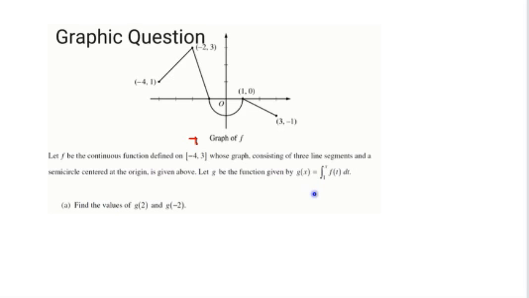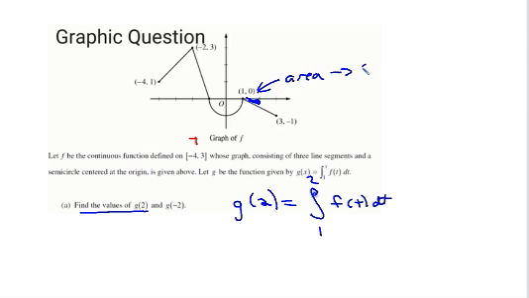Now, on this last problem that we're going to look at today, they give you this piecewise function that has all these geometric figures. So if they ask me to find the value of g of 2, g of 2 will be the integral from 1 to 2 of the function. Well, that's just this little area right in here. That's just an area. And of course, it's going to be negative. So you can just do the little area calculation on the triangle.